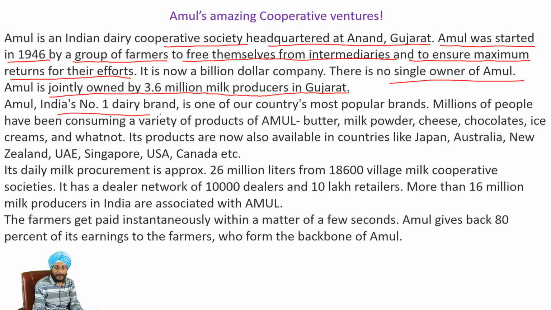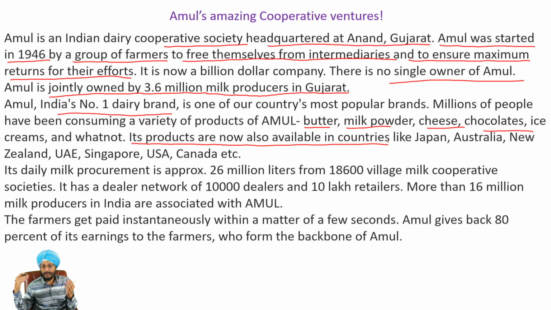Amul is India's number one dairy brand. Its popular brands are various. It sells its products such as butter, milk powder, cheese, chocolates, and millions of people use its products. Its products are not available only in India, but also in many foreign countries like Japan, Australia, New Zealand, UAE, Singapore, USA, Canada, etc.